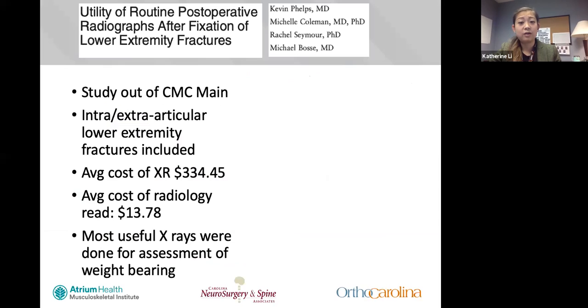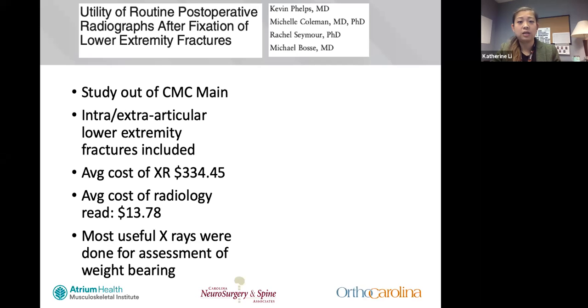So this study out of CMC Maine sought to look at the utility of radiographs at various points post-operatively after lower extremity fractures. The radiographs were sorted into 5 categories: immediately post-op, 48 hours post-op but before the consideration for weight bearing, for the consideration of weight bearing, for confirmation of fracture union, and post-confirmation of fracture union. 88% of patients in this cohort received an immediate postoperative x-ray with an average of 1.2 sets of x-rays per single fracture due to the location of some fractures.